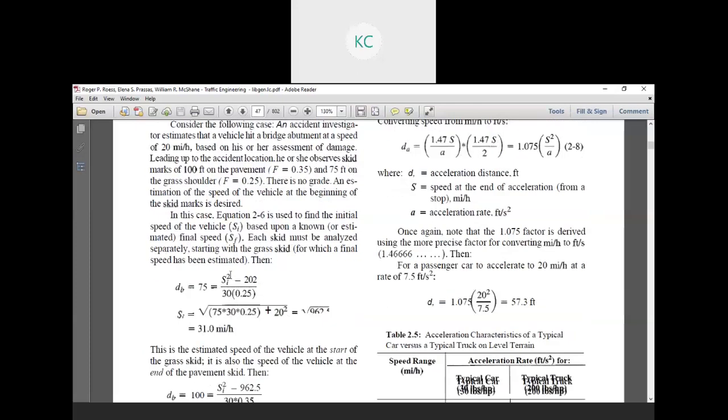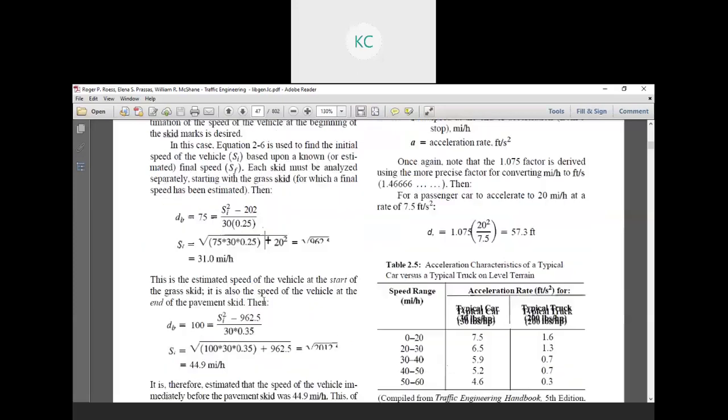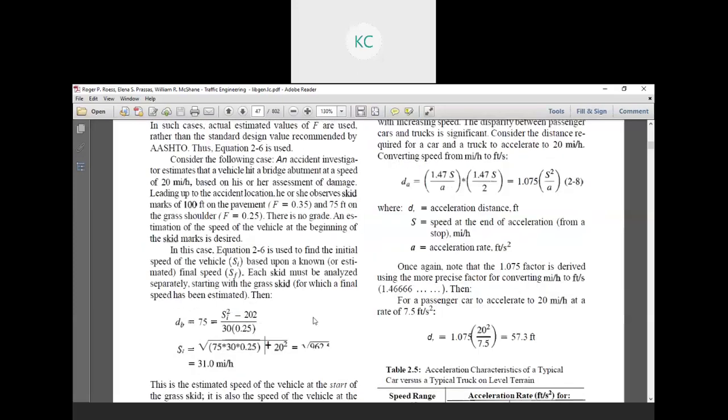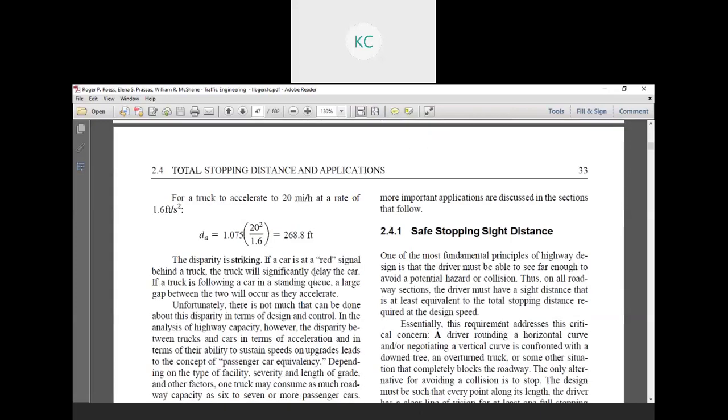So, while doing accident analysis or accident assessment, the braking distance equation is termed as 75 is equal to si square minus 20 square upon 30 into 0.25. But this is not the kind of equation which is used for examination purposes. So when an accident analysis is going to take place, this kind of braking distance or the skidding effect is taken into account.